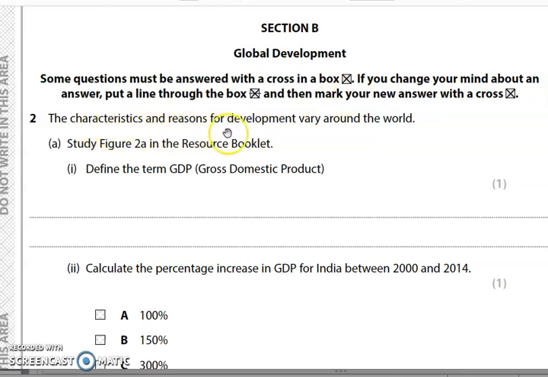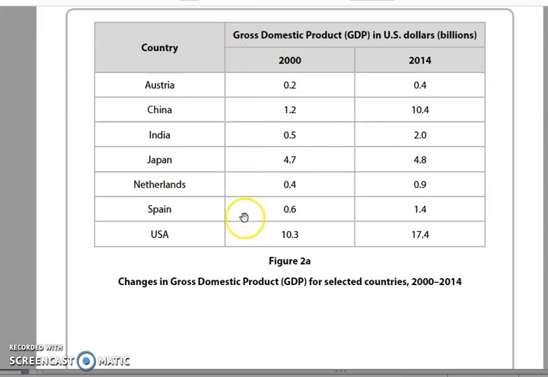The characteristics and reasons for development vary around the world. Study figure 2A in the resource booklet. So before we start to look at the questions, let's look at the resource booklet, and we can see we have a table which shows us the changes in gross domestic product for different countries, and we can see here the differences between 2000 and 2014.